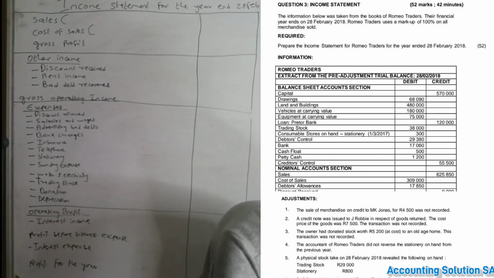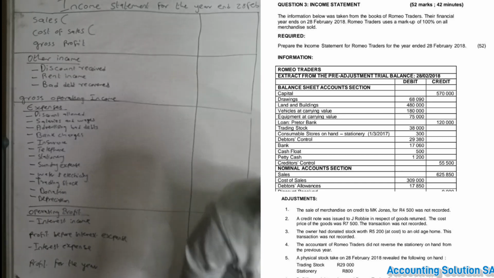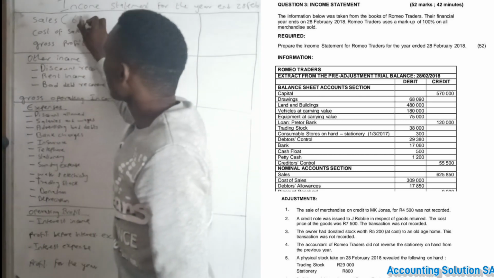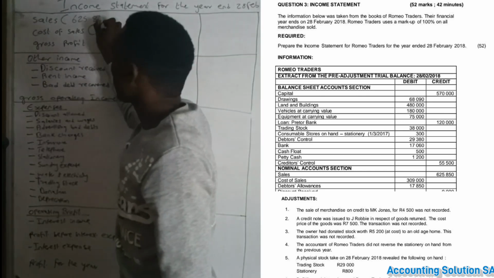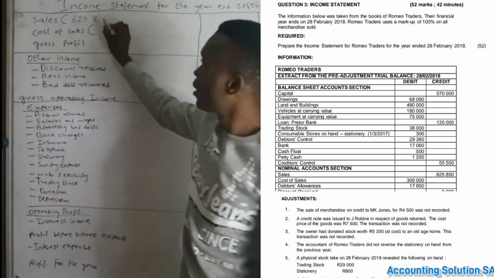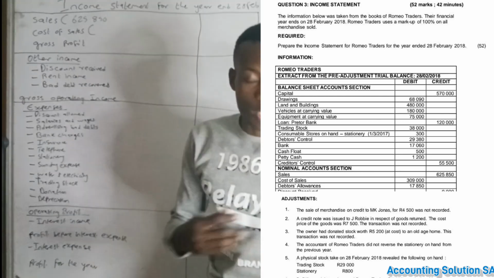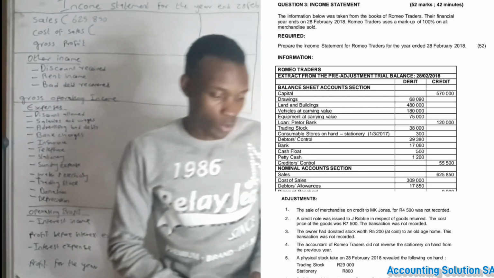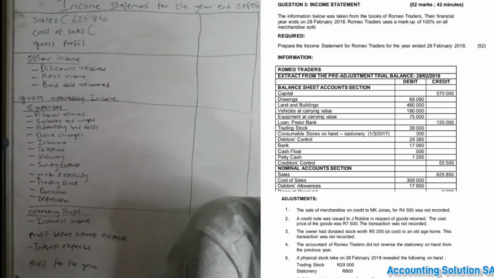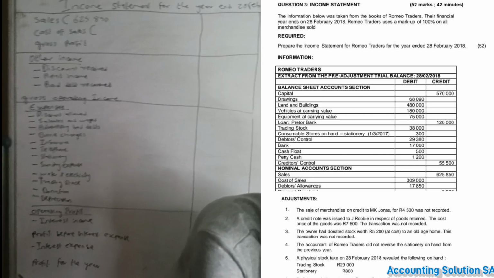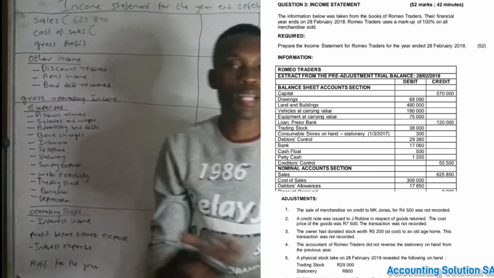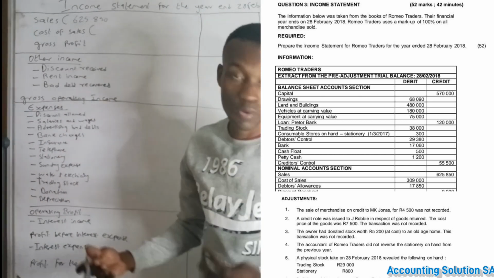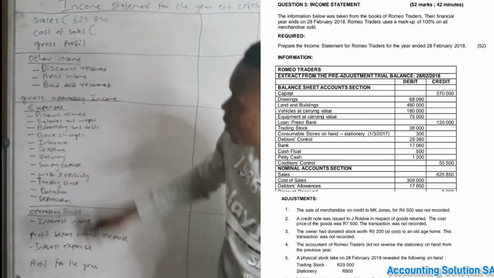Now let's go back to our nominal account section. The sales amount that was given is 625,850. It's the starting point, the one that we have to copy under our nominal account section. Then after that we have to check if we have debtors allowance. Yes, we have, it is 17,850. Debtors allowance means that a customer returned goods, which means that we have to do what? Go and subtract it under sales.